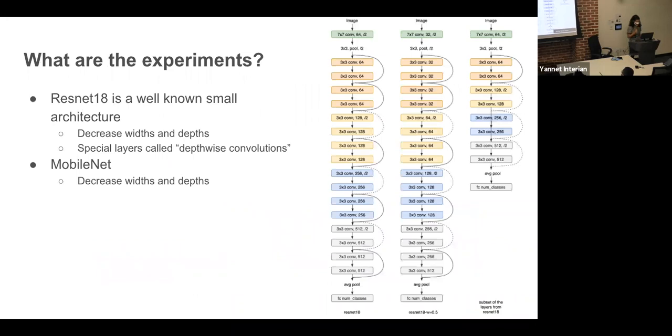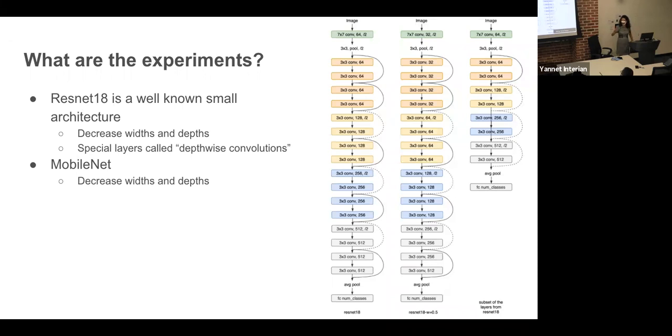So what are these experiments? When we do ResNet, I don't want to go too much into that image here, but I'm just going to tell you a little bit. This image, the first one, is ResNet 18. It's basically a bunch of layers. It's a convolutional neural network, so it has convolutional layers. And each layer has some kind of width, like how fat that layer is, right?